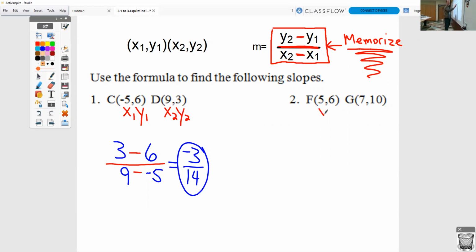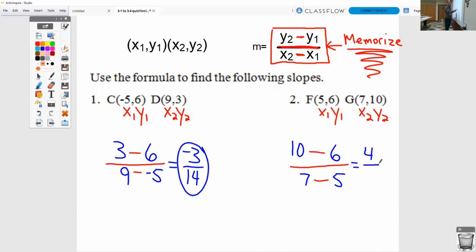All points are written x comma y. So 5 is an x, 6 is a y, 7 is an x, 10 is a y. 5 comma 6 is your first point, so these get ones. 7 comma 10 is your second point, these get twos. You can draw your fraction bar and put your two minus signs. Our formula says y2 minus y1, 10 minus 6, over x2 minus x1, 7 minus 5. Subtract going across the top, 10 minus 6 is 4, 7 minus 5 is 2.